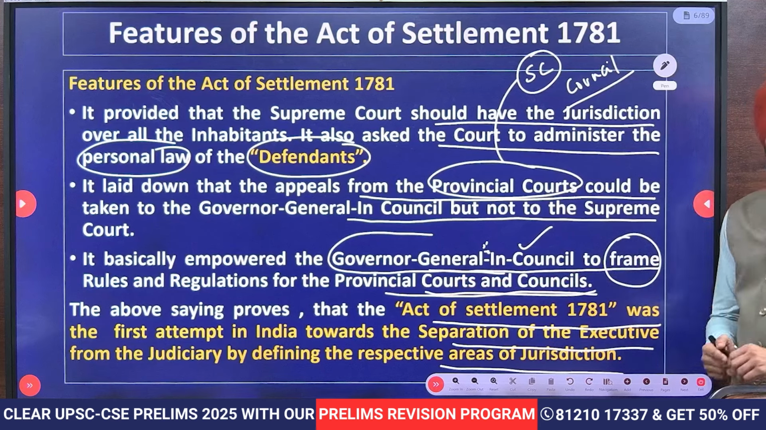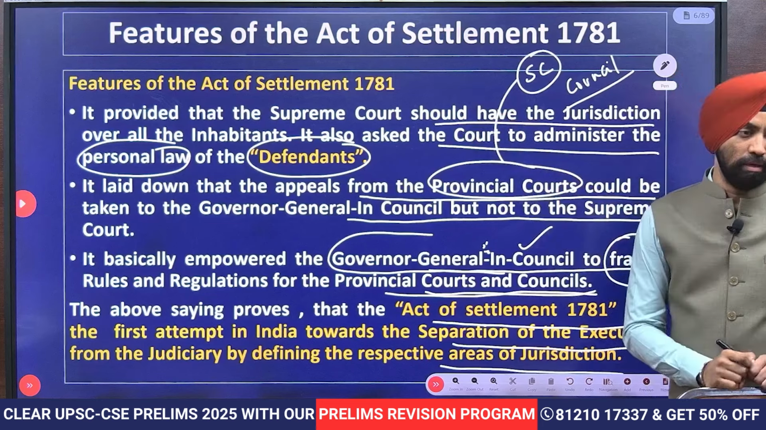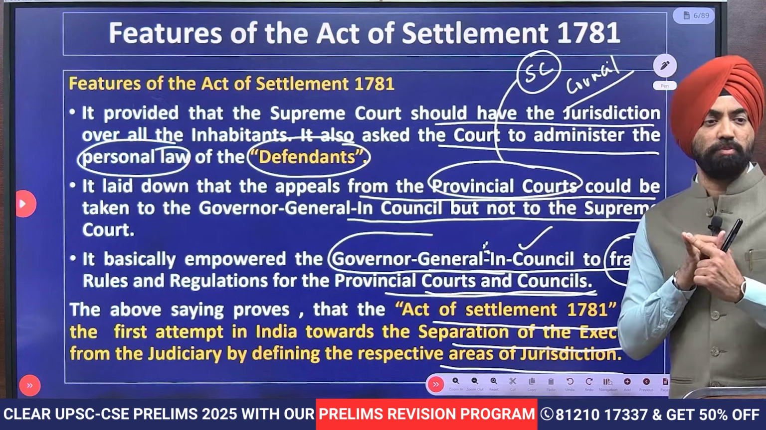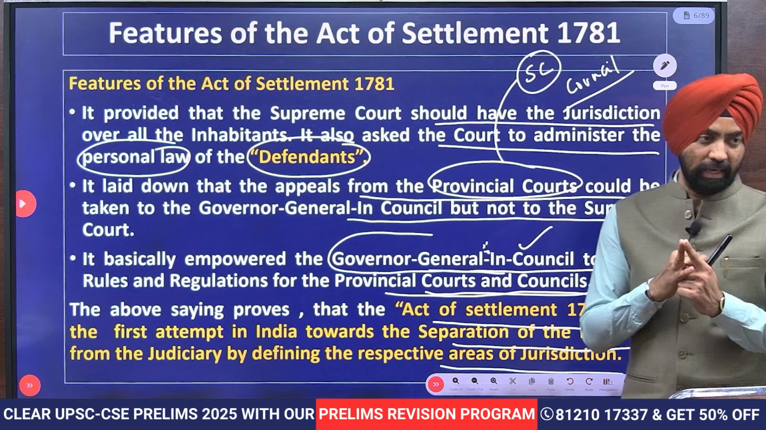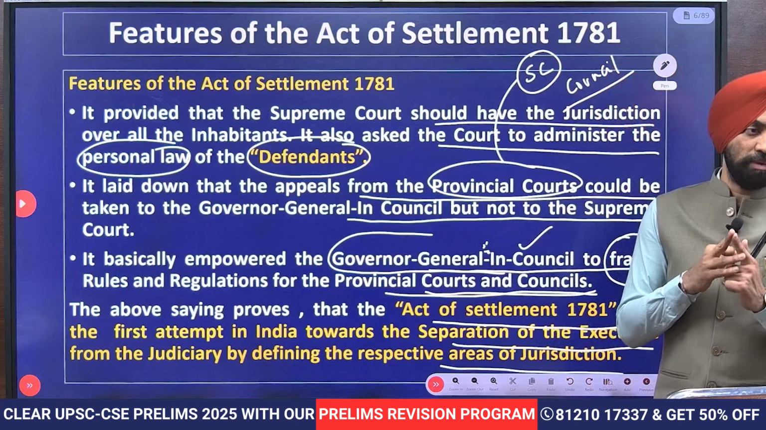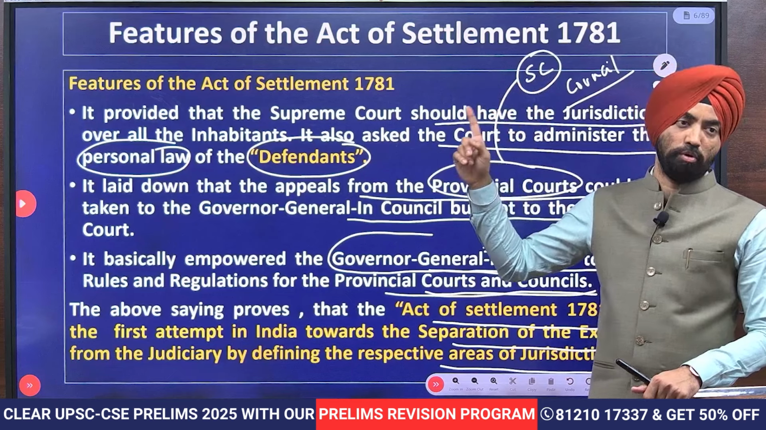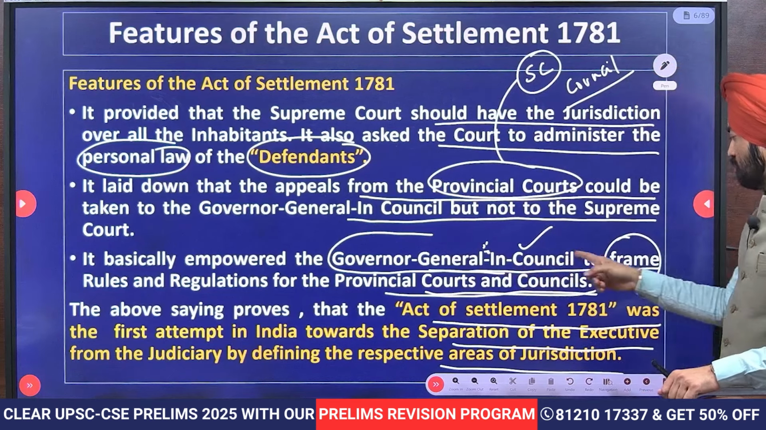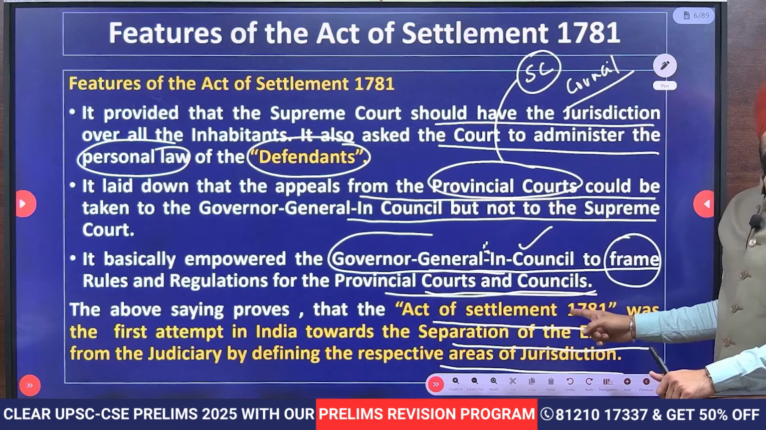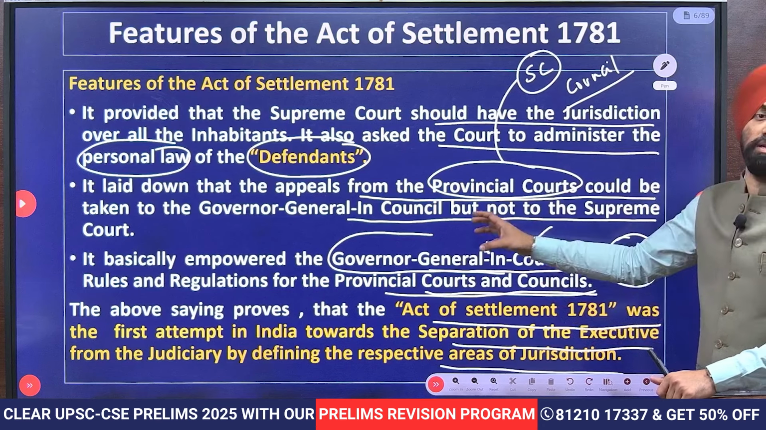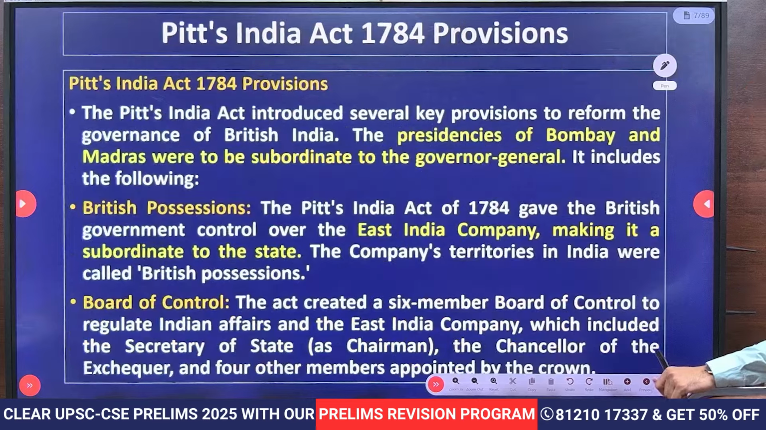So you need to be very, very careful with the words that will be used. According to the Act of 1781, it was primarily an act of settling the disputes between the Supreme Court and the Supreme Council. And very importantly, any judgments given by the provincial courts lay as a matter of right for appeal to the Supreme Council and not to the Supreme Court. And the Governor General's Council was to frame the rules and regulations for the provincial courts and also the provincial council. So the Governor General in Council became the controlling authority according to the 1781 Settlement Act.